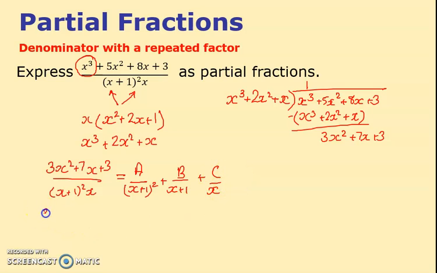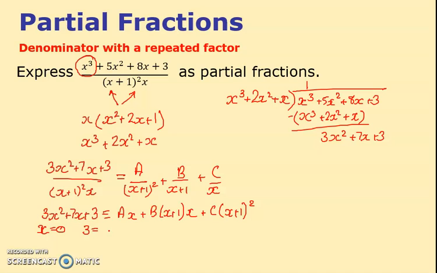And if I tidy this up, I'll get 3x squared plus 7x plus 3 is equivalent to a times by the x plus b lots of x plus 1 and an x plus c lots of x plus 1 squared. I'm going to quickly find out what a, b and c are. So if I say x equals 0 here, and x is 0 is great because it will get rid of that one and that one. So that gives me the left hand side is 3 and 0, that's c.